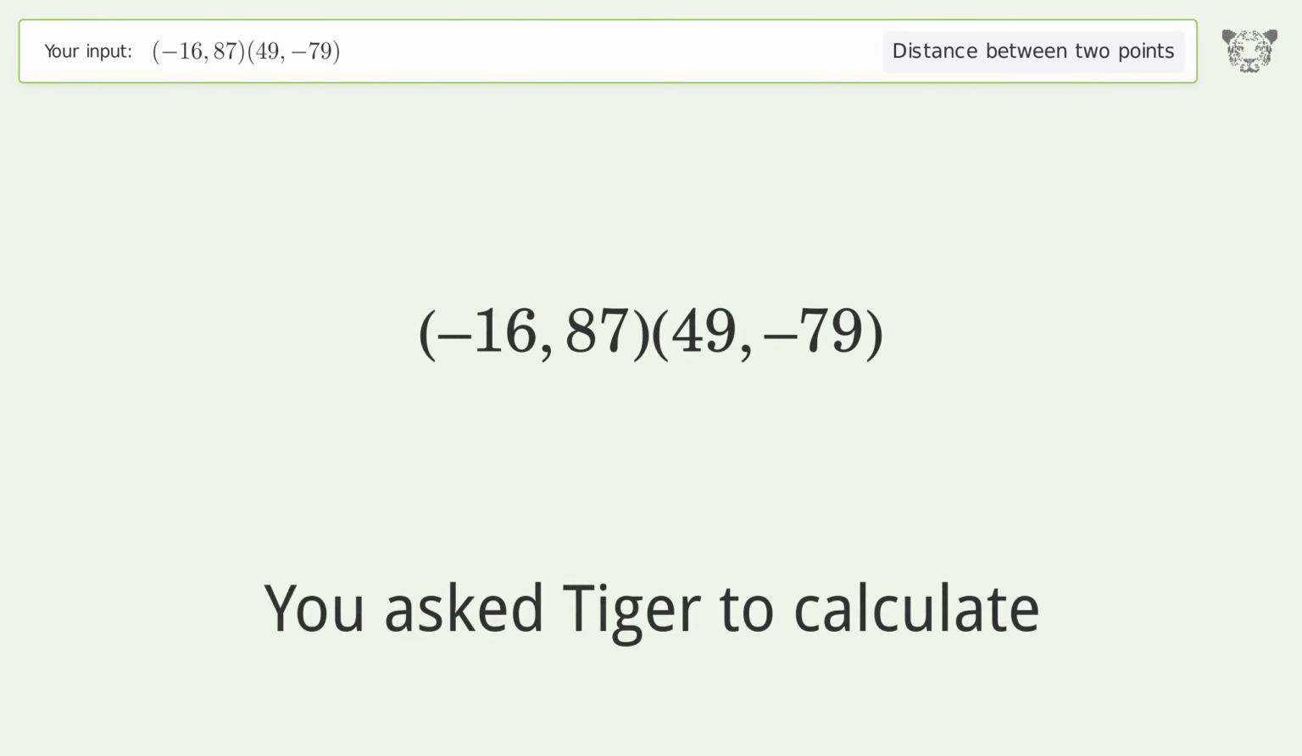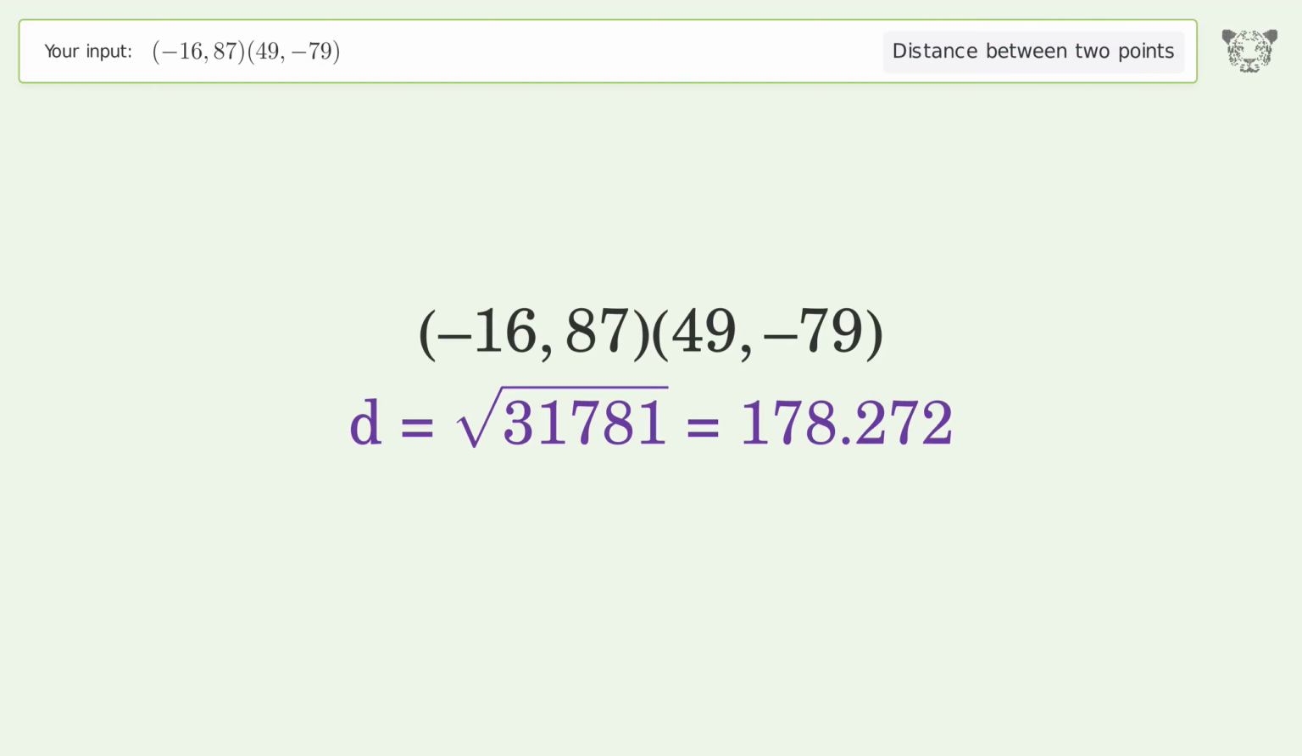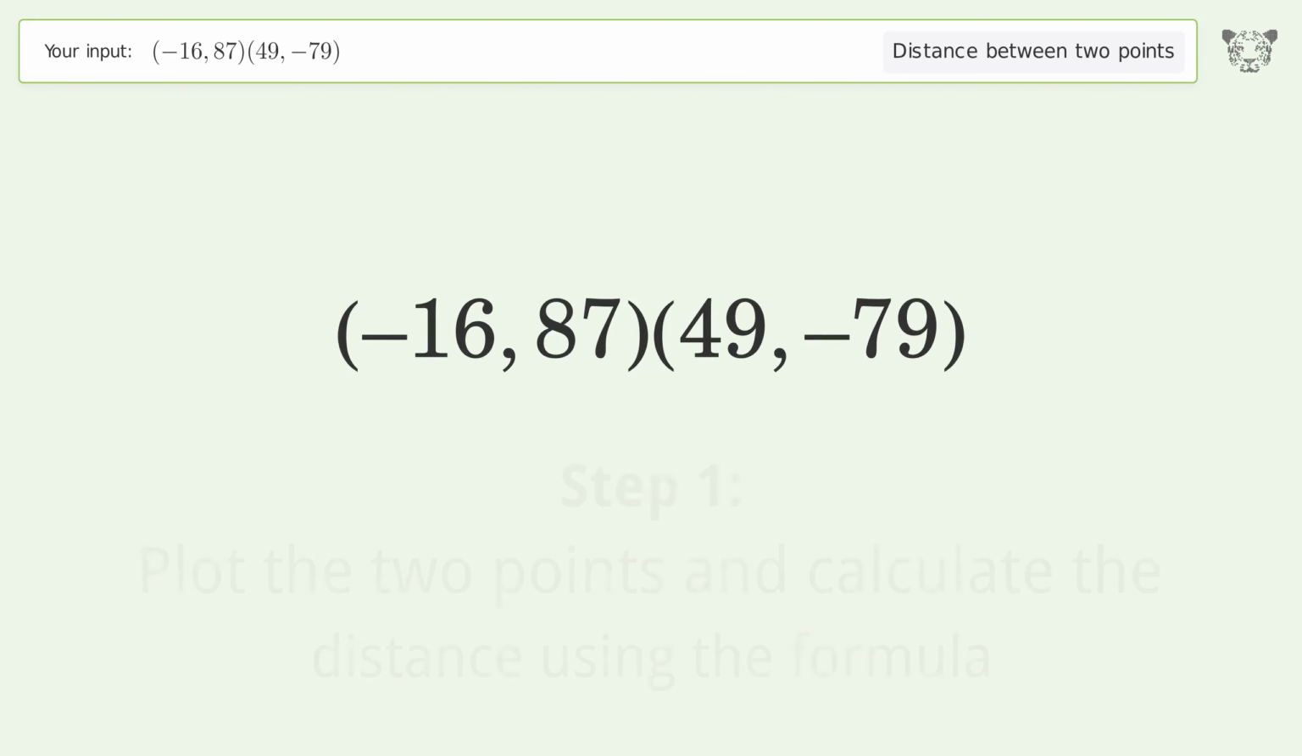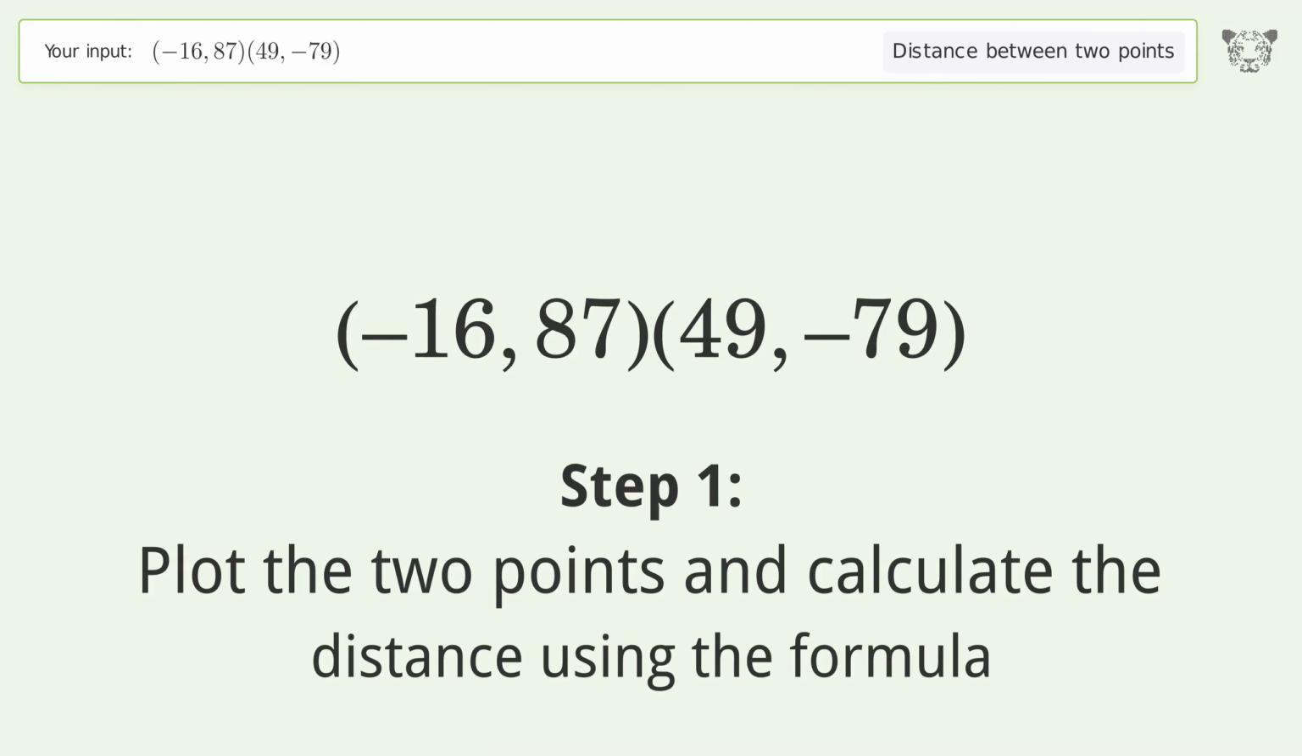You ask Tiger to calculate. This deals with the distance between 2 points. The distance between the 2 points is the square root of 31,781, or 178.272. Let's solve it step by step. Plot the 2 points and calculate the distance using the formula.